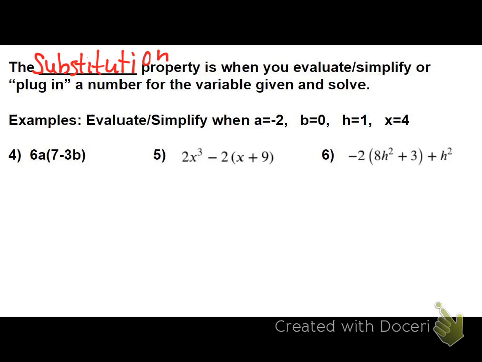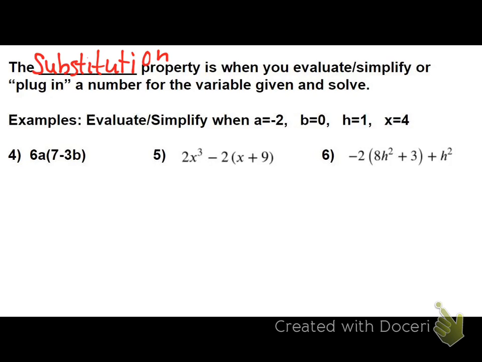Okay, so the examples that we're going to do now have to do with the substitution property. We're going to combine the distributive property, which we did for part 1, along with substituting. Our examples say evaluate or simplify when a equals negative 2, b equals 0, h equals 1, and x equals 4. They give us these variables and the numbers they want the variables to represent. So for number 4, we're going to substitute. Anytime I see an a or a b, I'm going to look up here and see what number to substitute. When I substitute, I make sure I put parentheses around the variables that I'm filling in.